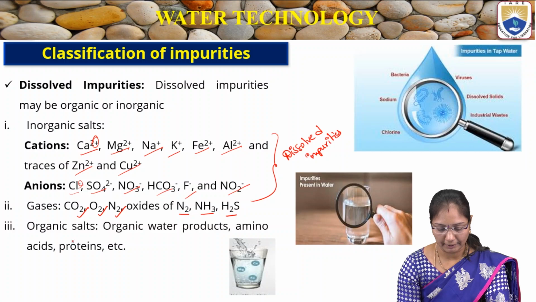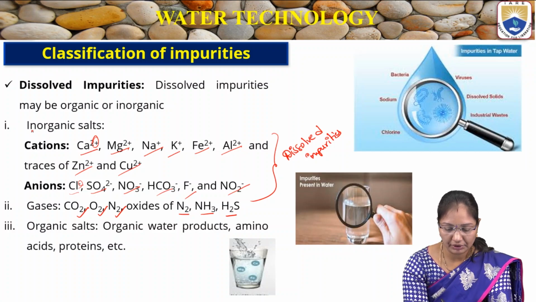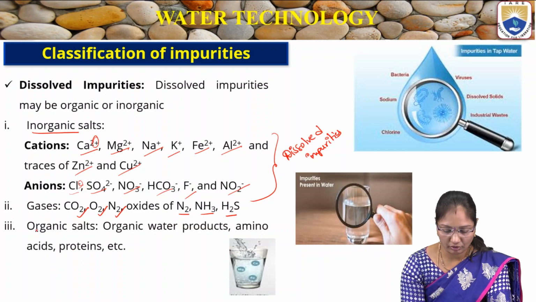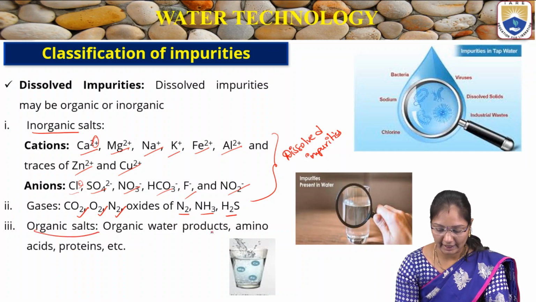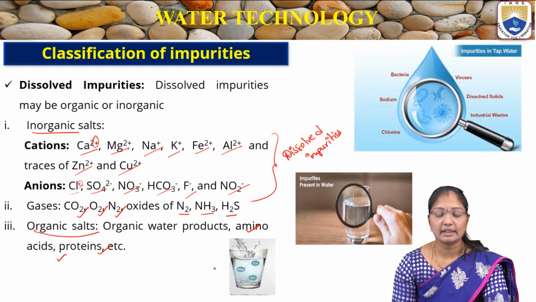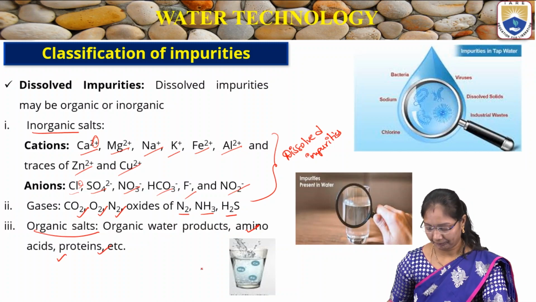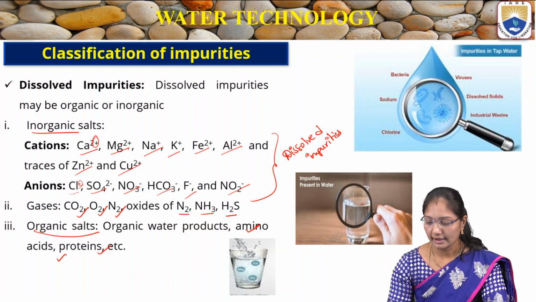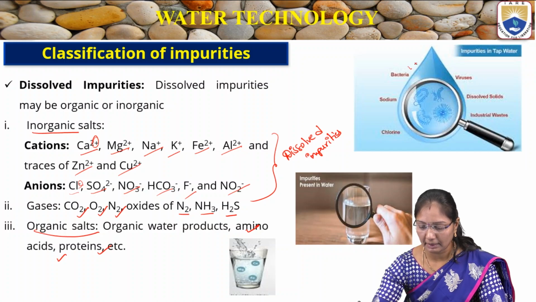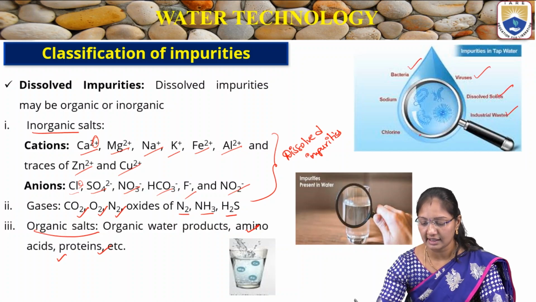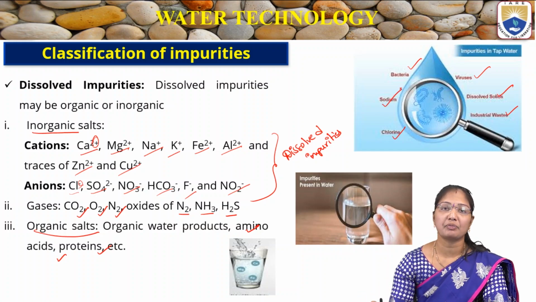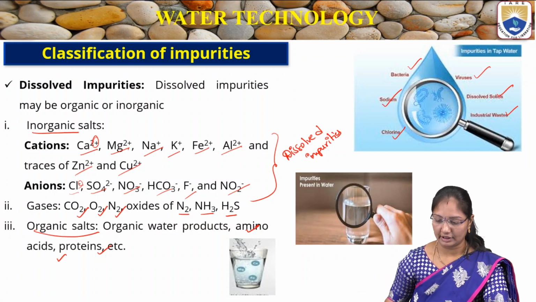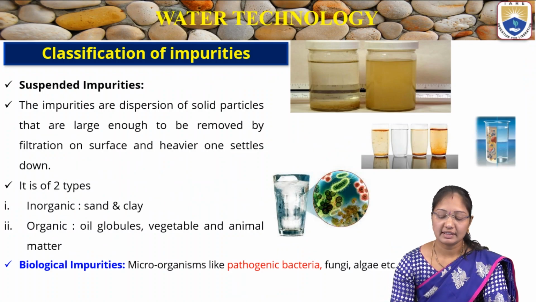Coming to the organic, what we told before were the inorganic. Coming to the organic salts, like organic waste products like amino acids, proteins and organic compounds, they cause the impurities in water. These dissolved impurities in water we cannot see with our naked eye. There may be bacteria, viruses, dissolved salts, industrial waste, chlorine, sodium. These things are present in the water as impurities. So the first thing, dissolved impurities, we have seen: anions, cations and organic compounds.